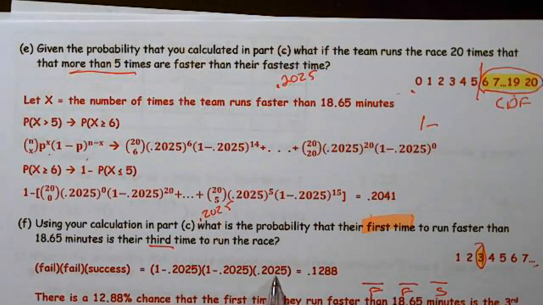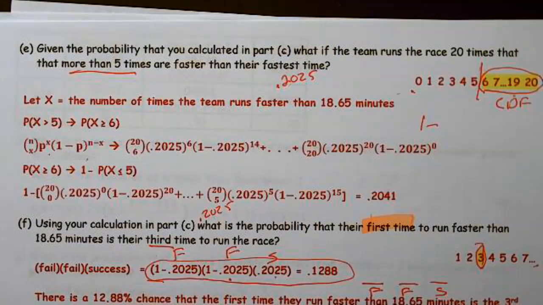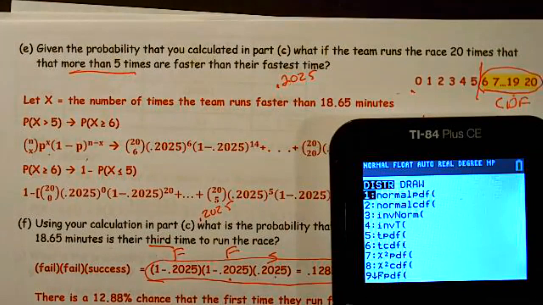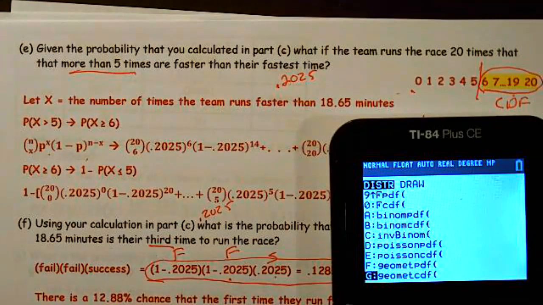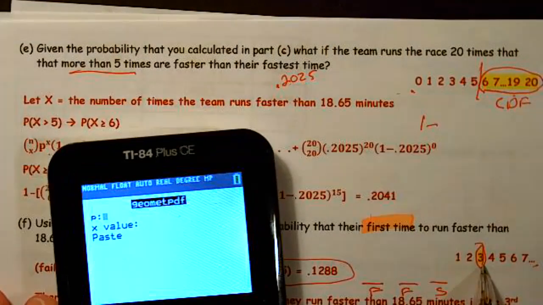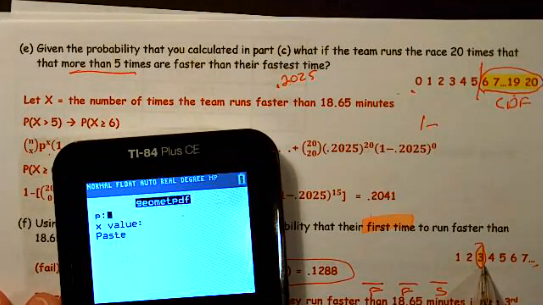So the probability of success is 0.2025. The probability of a fail is 1 minus that. But I needed 2 fails, so I have to have it twice. This right here would qualify for work shown. You can just multiply that out on your calculator by hand. If you want to use a shortcut on the calculator, you go second vars, geometric PDF. And here's how I know it's a PDF: there's only one value selected. So 0.2025, X is 3.